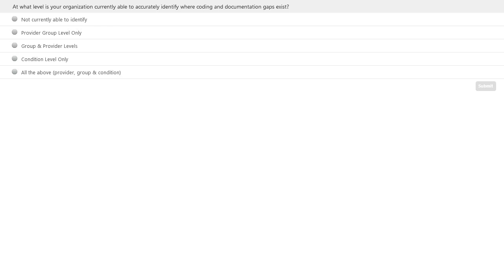At what level is your organization currently able to accurately identify where coding and documentation gaps exist? Your response options are: not currently able to identify, provider group level only, group and provider levels, condition level only, or all the above: provider, group, and condition.